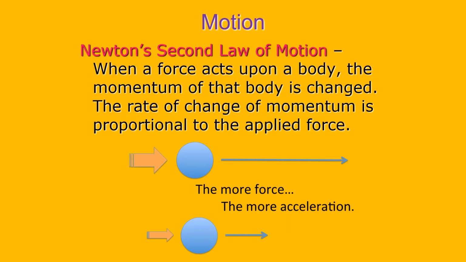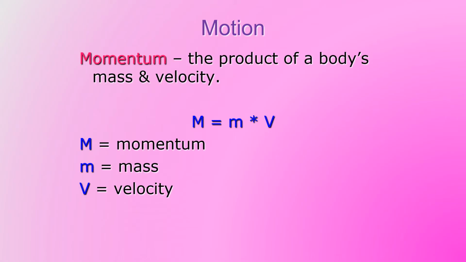Newton's second law of motion states that when a force acts upon a body, the momentum of that body is changed. The rate of change of momentum is proportional to the applied force. The more force, the more change. An object's momentum can be calculated by multiplying its mass by its velocity. The more mass, the more momentum. The more velocity, the more momentum.